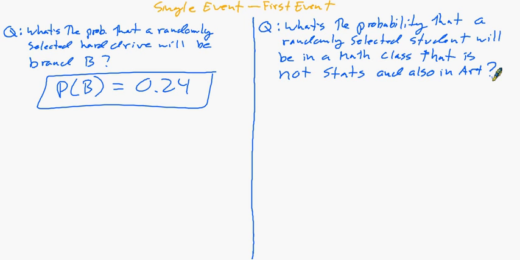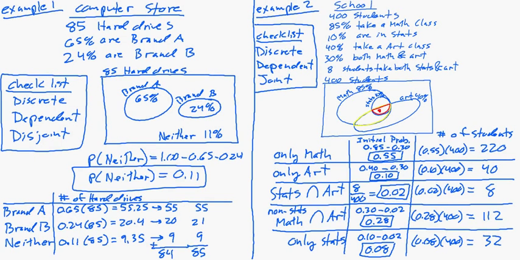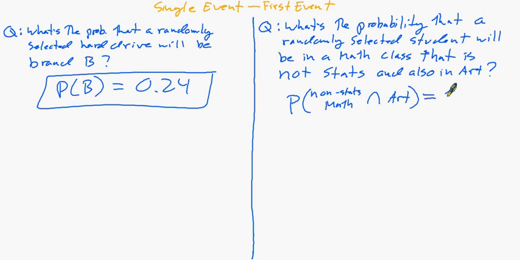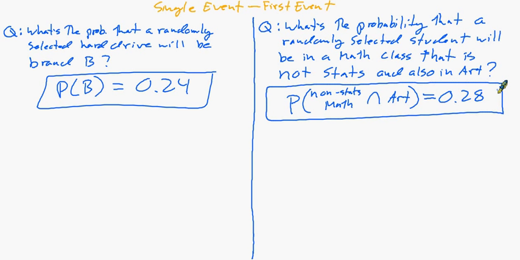So if we were to write this out in probability notation, it would look something like this. Non-stats math intersecting with art, right? We want both of them. Well, if we look back here, we have our non-stats math intersecting with art. It's actually one of the categories we already calculated, where I know it's 28%. We can just pick it right off of our table. Right. Single event, first event, not too bad.